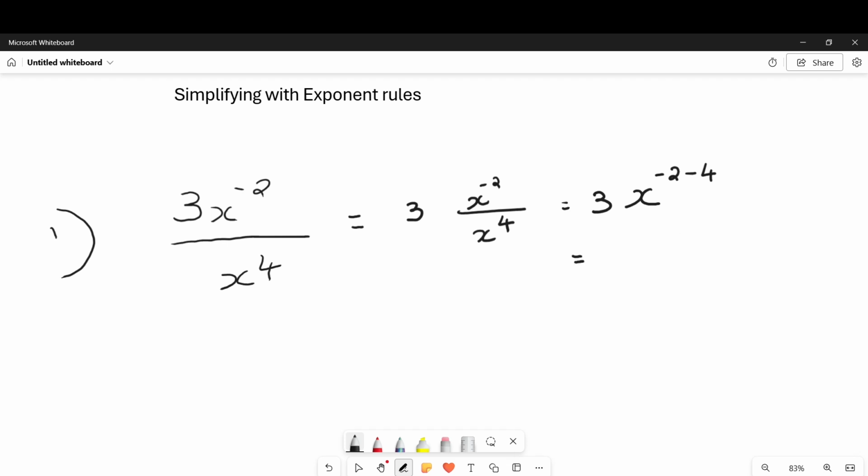So what's the answer here? Minus 2 minus 4 is minus 6, so 3x to the power minus 6. Again we can see a negative exponent came into our expression. So remove the negative exponent: 3 times 1 by x raised to 6. This is how it looks.